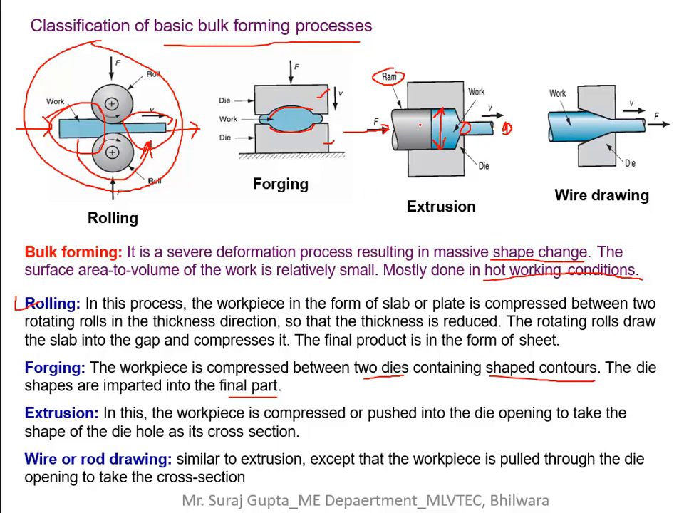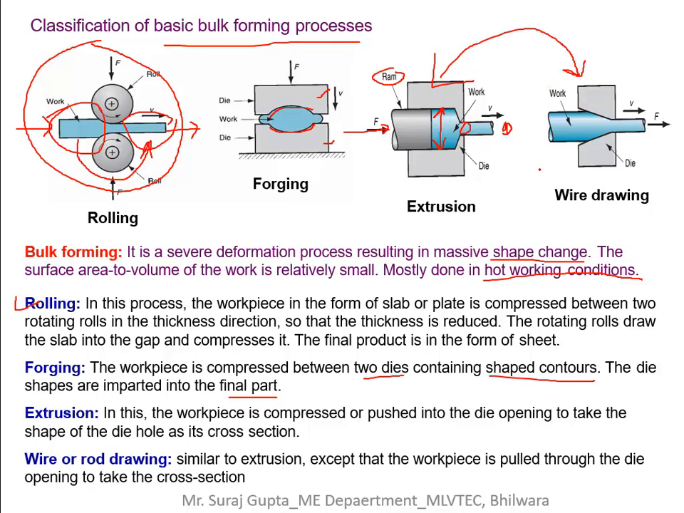So here the compression is required, and once again we can see there must be plastic deformation, not elastic deformation. The last is wire or rod drawing. It is similar. We can say the diagram is almost the same, but what are the differences?